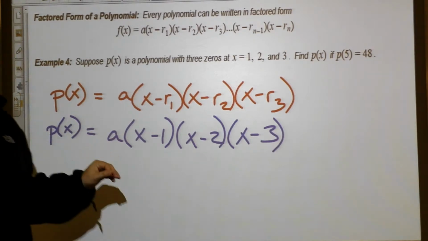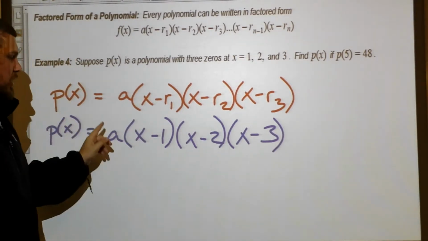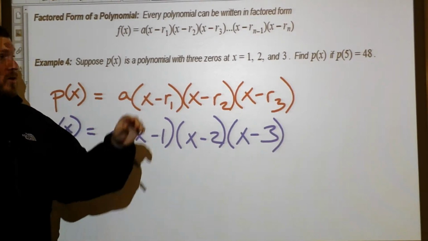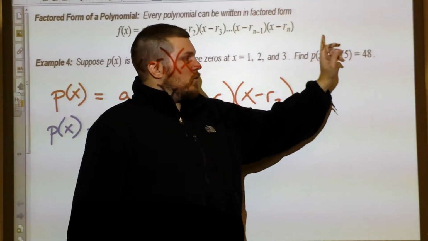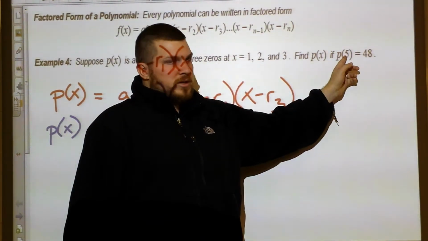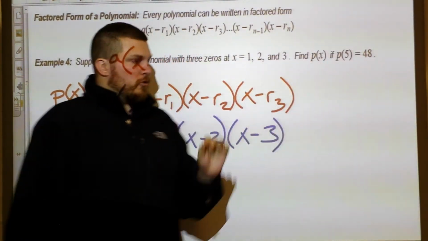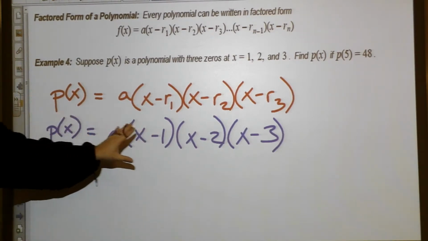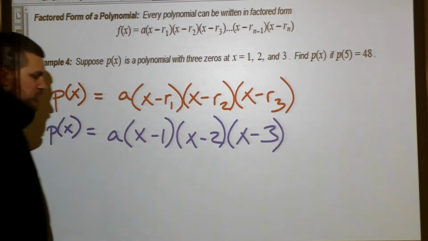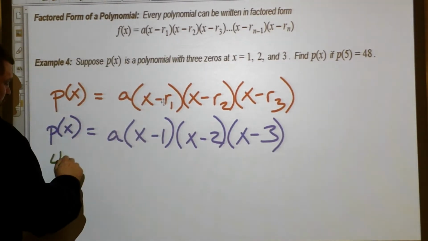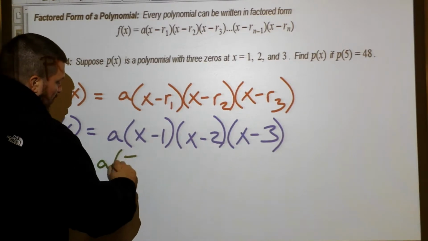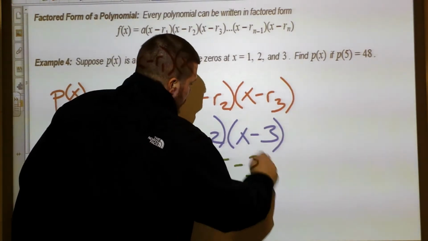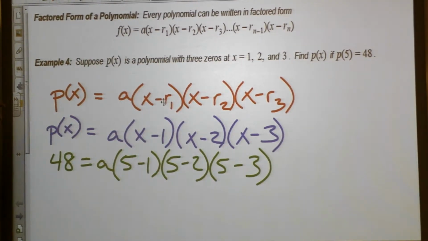Well, I still need to find out what this scaling factor is, because until I get very specific about a, my graph could be very, very different depending on what a I select. So we have to use this piece of information here. When I plug in a 5 for x, the output that I get is going to be 48. So everywhere I see an x now, I'm going to put in a 5, and it's going to make this whole thing become 48. So I have 48 equals a times 5 minus 1 times 5 minus 2 times 5 minus 3.